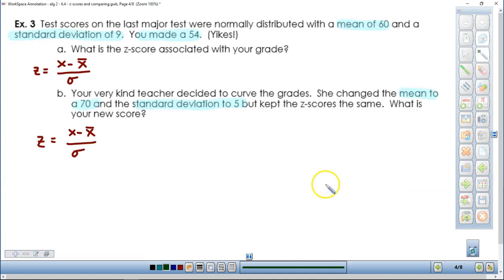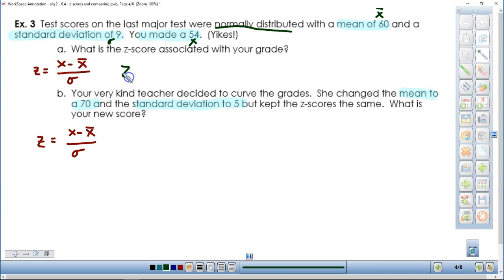Let's look at example 3. Test scores on the last major test were normally distributed with a mean of 60 and a standard deviation of 9. You made a 54. So this is your score here. We have a mean of 60 and a standard deviation of 9. We want to find the z-score associated with this grade.